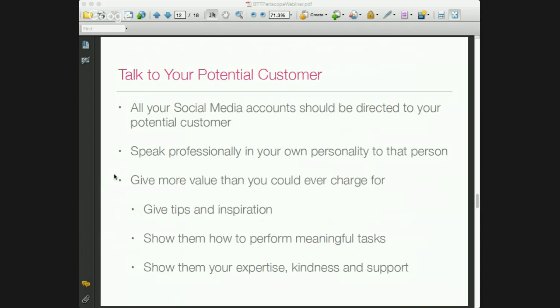They might know when they're sitting in your chair, but they don't know how to replicate that. They don't know how to do that themselves. That's what I'm talking about for giving value. Give them tips, give them meaningful things that they can use, and they will absolutely love you for it. They will. Show them your expertise, show them your kindness, show them your support.